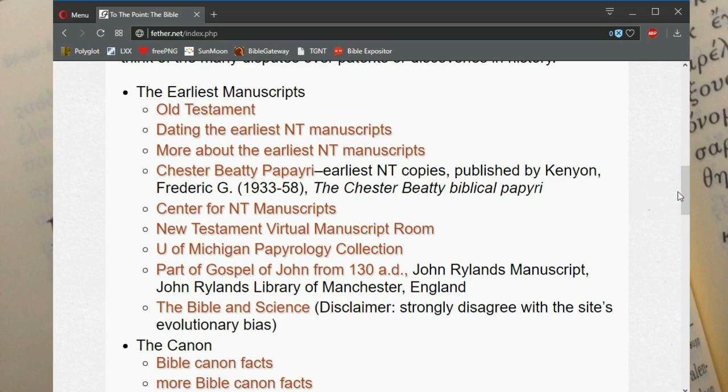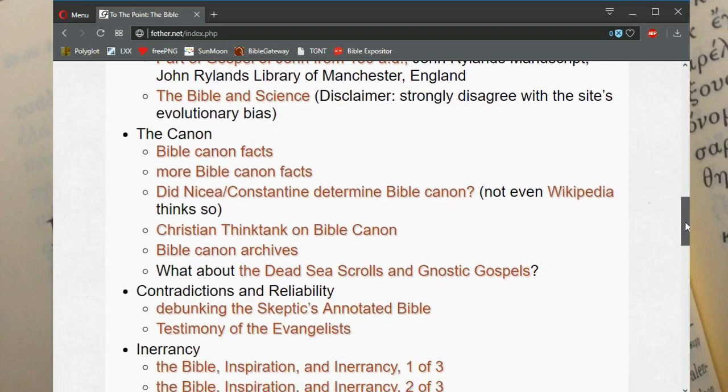So you can check out these links there if you want to pursue the details. And then, of course, the canon again. As I noted here, not even Wikipedia, which is in no way predisposed to support Christian teachings, believes that Constantine determined the canon or anything like that. Christian Think Tank is an excellent site for digging into scholarly arguments and details. And then we have also a link about the Dead Sea Scrolls and the Gnostic Gospels.